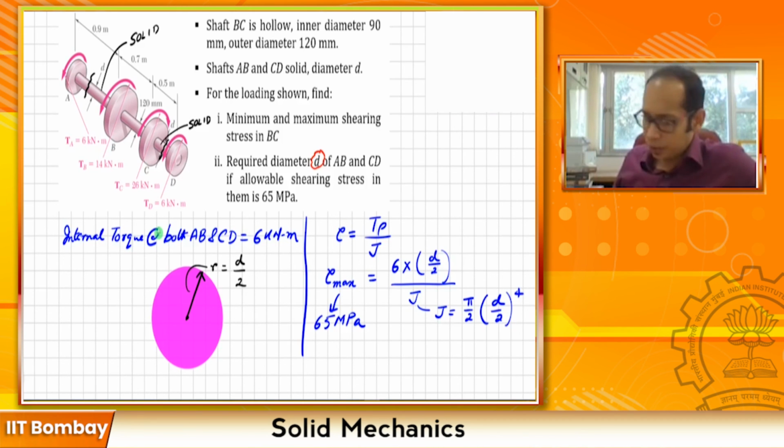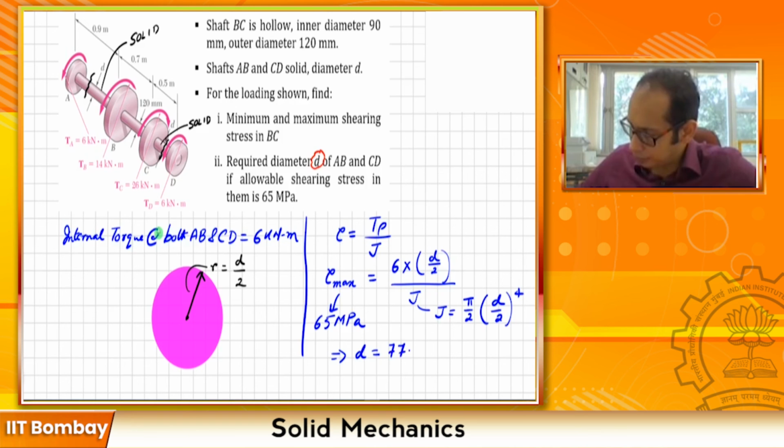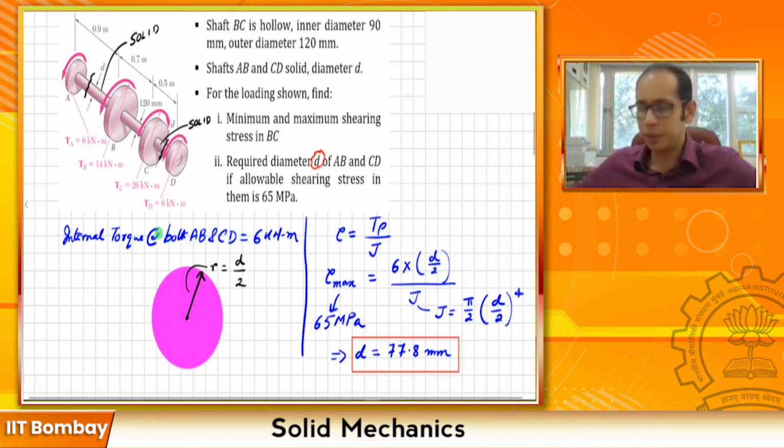Once you input the correct units and do the rearrangement, you can calculate this. Please calculate this and see if you get the same number. I'm pretty sure you will. D comes out as 77.8 mm. So this is the answer for the second part.